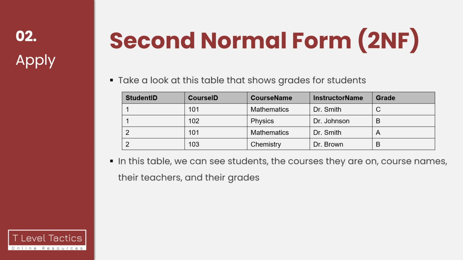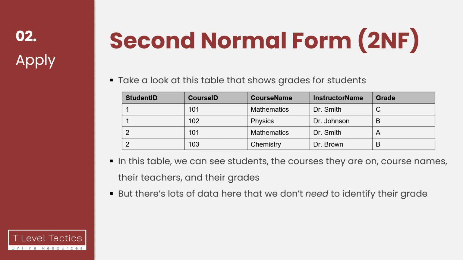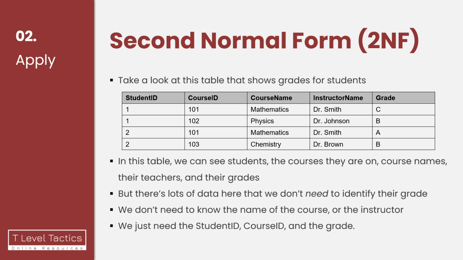But there's lots of data here that we don't need to identify their grade. For instance, we don't need to know the name of the course or the instructor. All we really need to know is the student ID, the course ID, and the grade. The other data should already exist elsewhere in the database, and we don't need to duplicate it here.